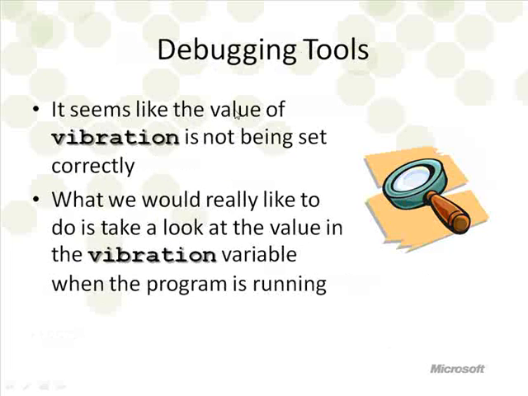Now, if I was guessing here, I would say the value of vibration isn't being set right, because if vibration is stuck at 0, then we're never going to get a gamepad to vibrate in a million years, okay? What I really want to do is take a look at the value in vibration when the program's running. I want to stop the program, take a look inside its brain if you like, see what's going on, and then I can start doing some investigation. I want a magnifying glass for my code if you like.